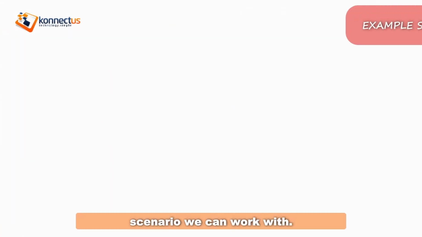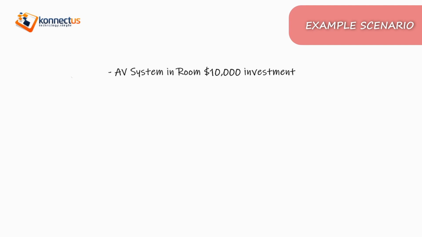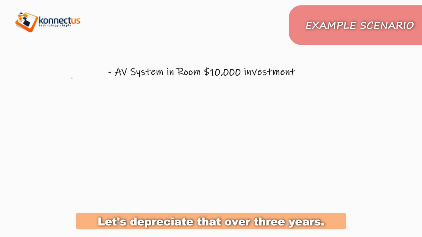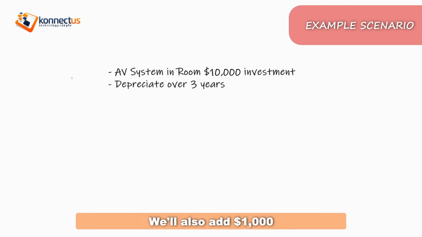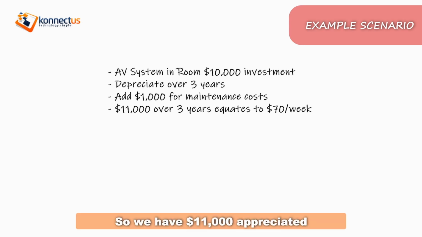Now here's an example scenario we can work with. Let's take an AV system in a room. It's a $10,000 investment, initial CapEx cost. Let's depreciate that over 3 years. We'll also add $1,000 for maintenance costs. So we have $11,000 depreciated across 3 years, and if you do the math, that equates to approximately $70 per week.